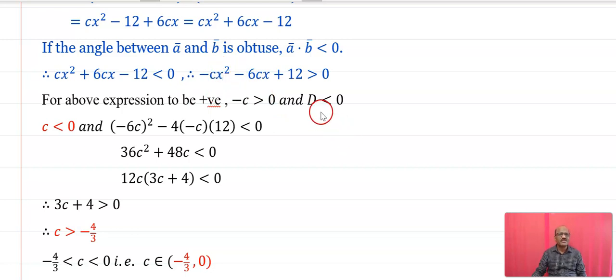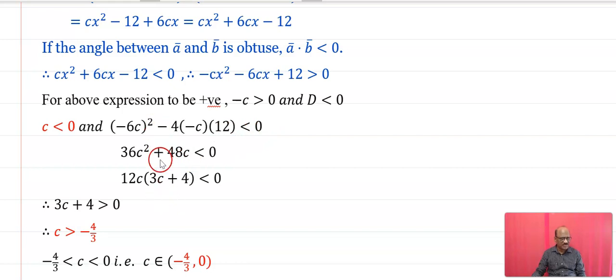Next is the discriminant, that the D must be negative. Therefore, here we'll write that minus c is greater than 0, which means c is less than 0. And the discriminant means what? B squared minus 4ac. What's the b here? Minus 6c, bracket squared, minus 4 times a and c. A is minus c and b is 12, which is less than 0.